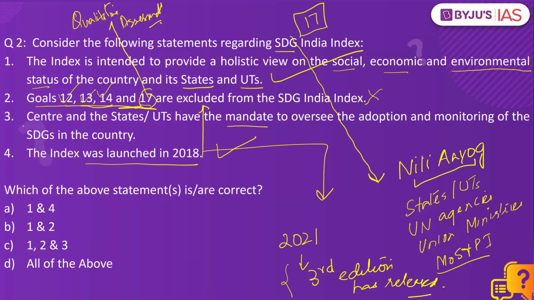Statement 3 is wrong because this is not the job of the Center and the states or union territories. This is the job of the Niti Aayog to oversee the adoption and monitoring of the SDGs in the country. And the index was launched in 2018, so 1 and 4 are correct. A is the right answer.